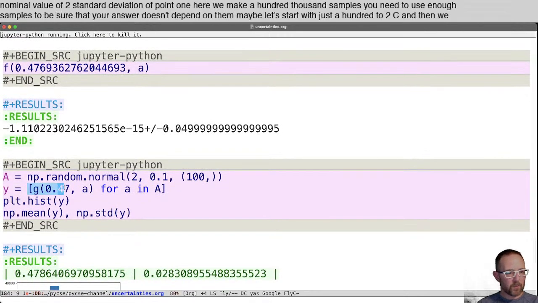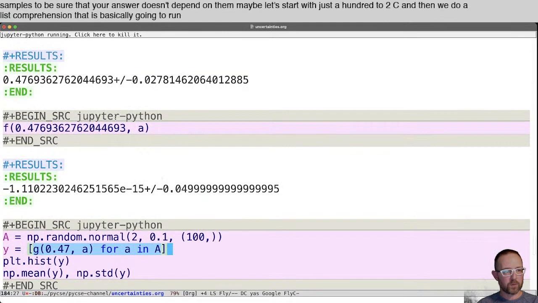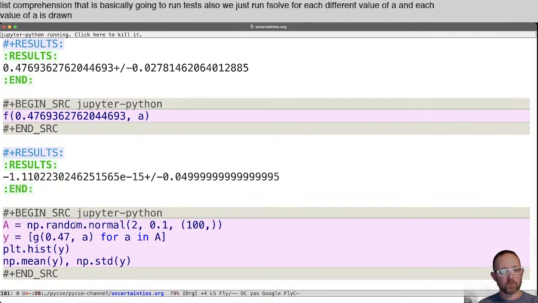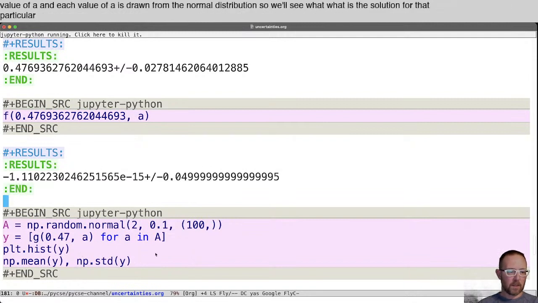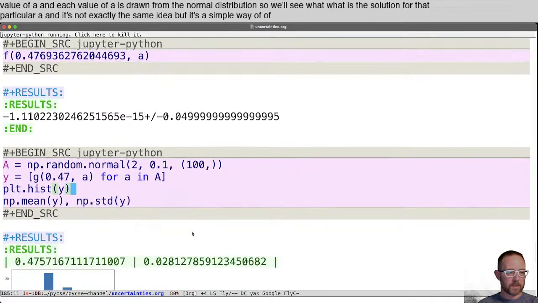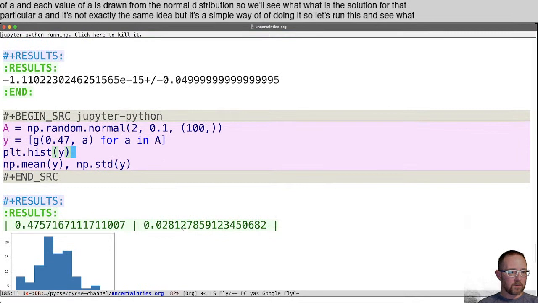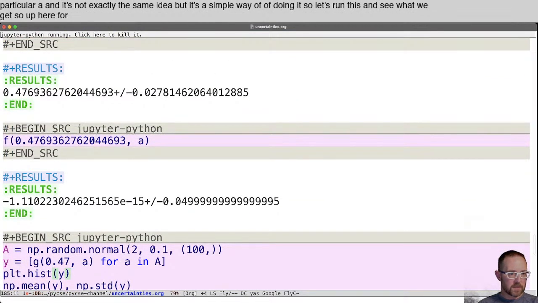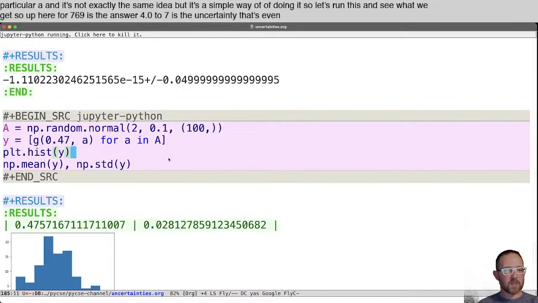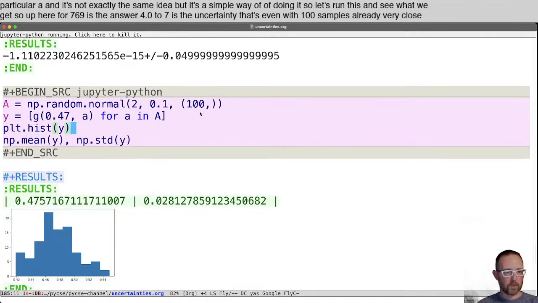And then we do a list comprehension that is basically going to run fsolve. So we just run fsolve for each different value of a, and each value of a is drawn from the normal distribution, so we'll see what is the solution for that particular a. And it's not exactly the same idea, but it's a simple way of doing it. So let's run this and see what we get. So up here, 0.4769 is the answer, 0.027 is the uncertainty. That's, even with 100 samples, already very close to what we get.